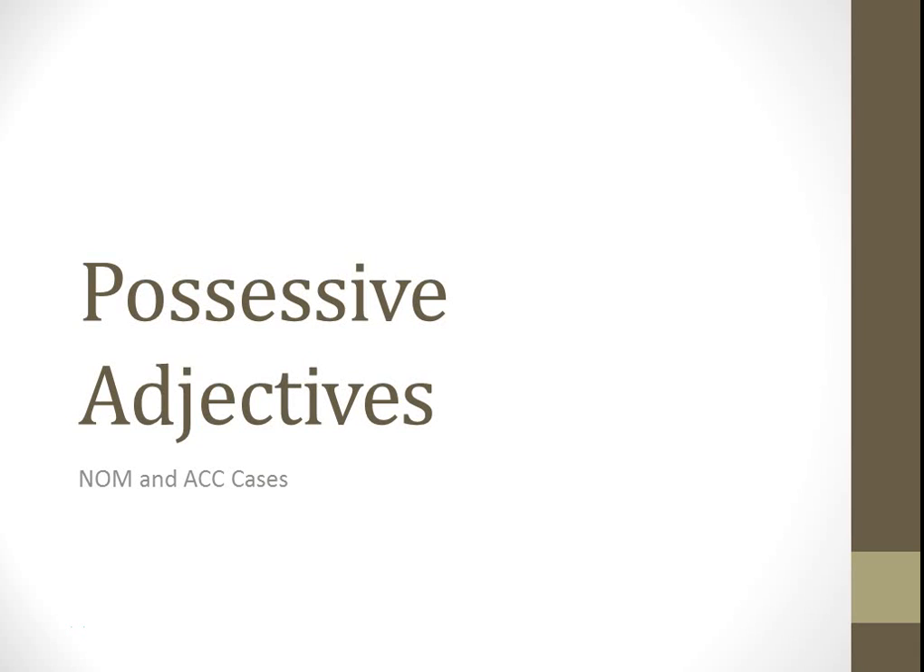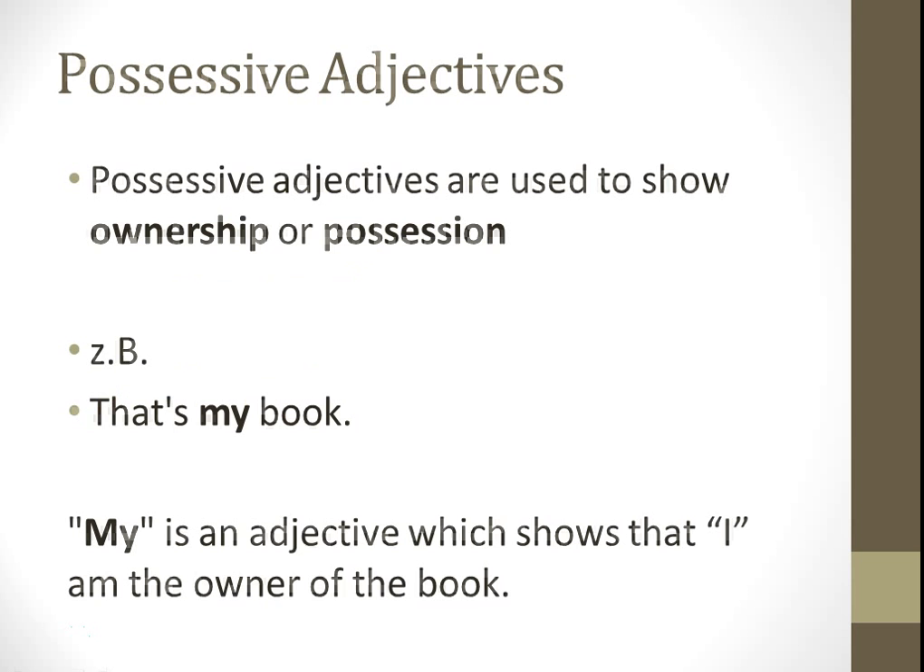We're going to dive into possessive adjectives and the nominative and accusative cases in German. So first off, what's a possessive adjective? A possessive adjective, by definition, shows ownership or possession. It's the my and the yours and the his and the hers that we see in English.